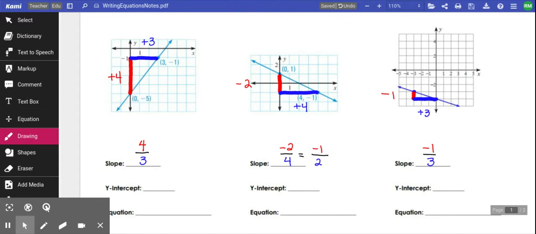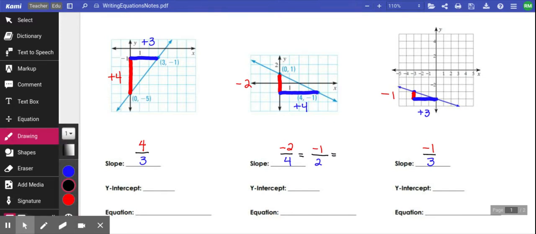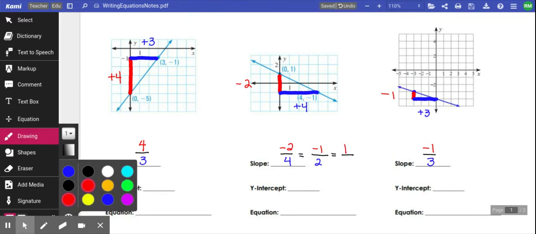Okay, so let's take a look, make sure that you got the same slopes as I did. So the first one, 4/3. The other one is -1/2. Or you could have, don't forget, if you did it this way, it is also true. So you could have a +1 on top and a -2 on bottom. Both of those are the same thing. So just make sure you simplify.